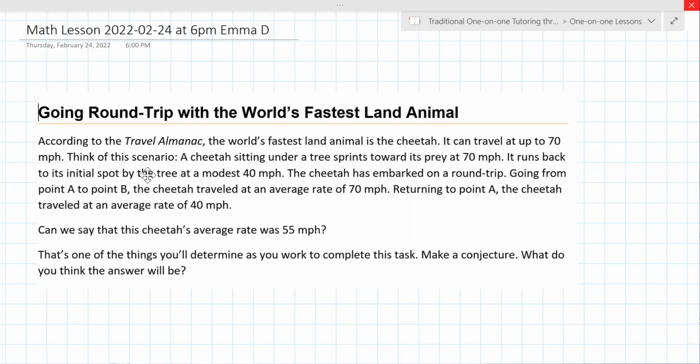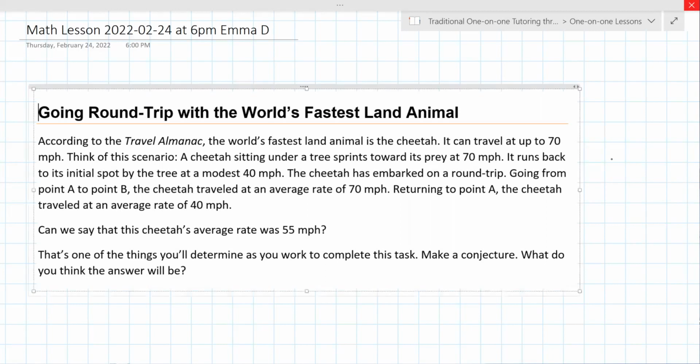It says a cheetah is the world's fastest land animal. Great. It can travel at up to 70 miles per hour. Okay, so a cheetah is sitting under a tree, sprints towards its prey at 70 miles per hour. It runs back to its neutral spot by the tree at a modest 40 miles per hour. The cheetah is embarked on a round trip, point A to point B.